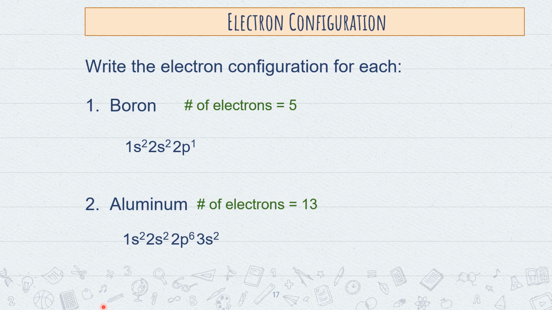3s2. And now if I look, 2 plus 2 plus 6 is 10, plus 2 more is 12. And so I have 12 electrons. I need one more, and that is the pink room, 3p1. So 2, 2, 6, 2, 1, 13 matches 13. I am done with my electron configuration.